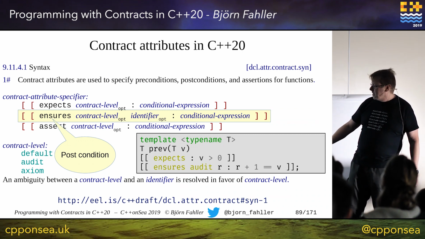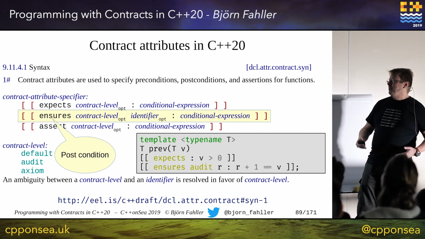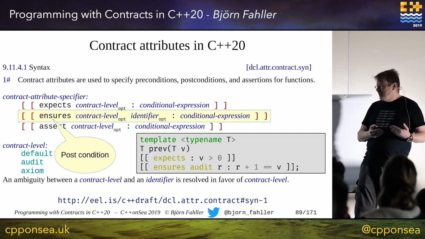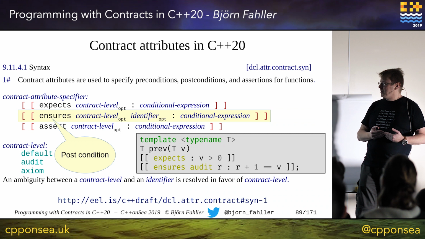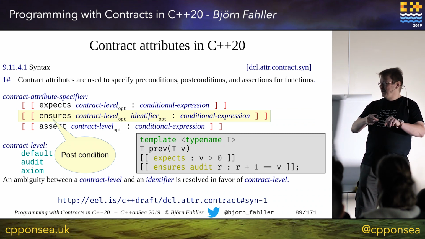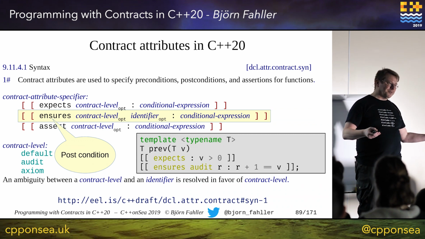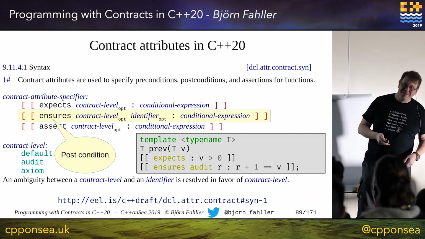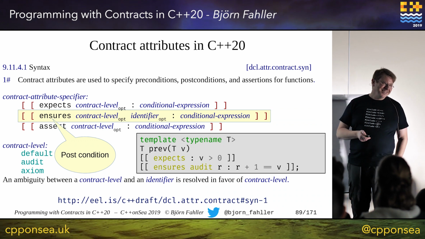Although you have the sentence here below that if you have an ambiguity between a contract level and an identifier, it's resolved in favor of the contract level. So if you say ensures audit: audit + 1 == v, then you have an error because it assumes that audit means the contract level. So don't do that.